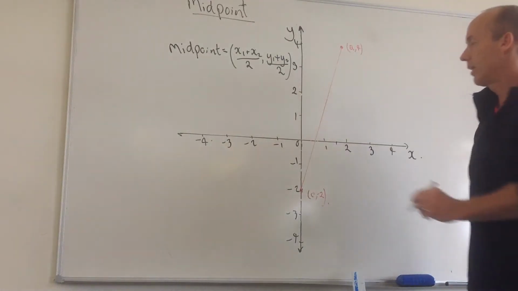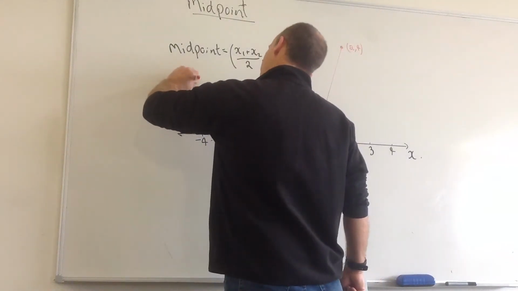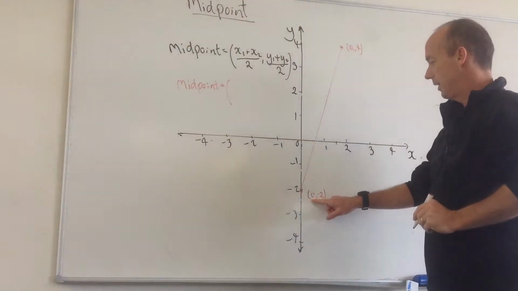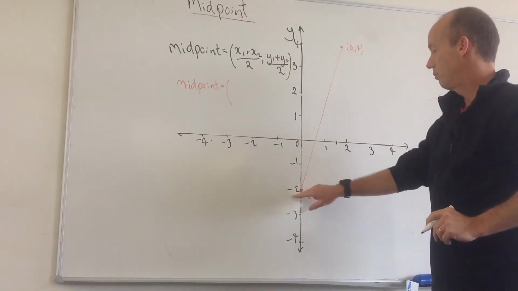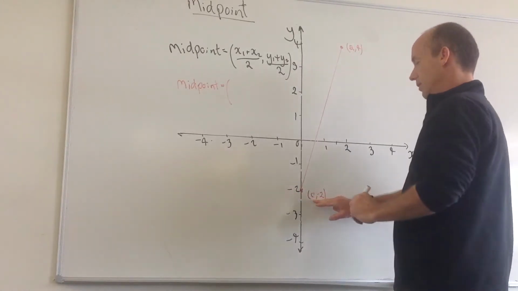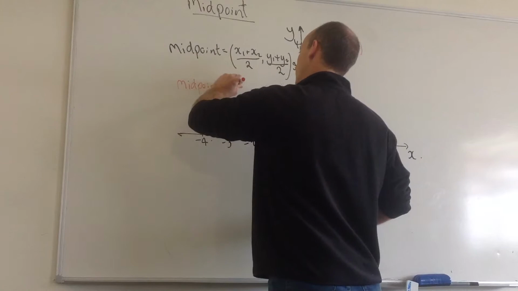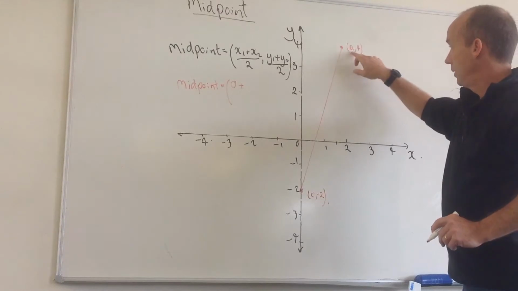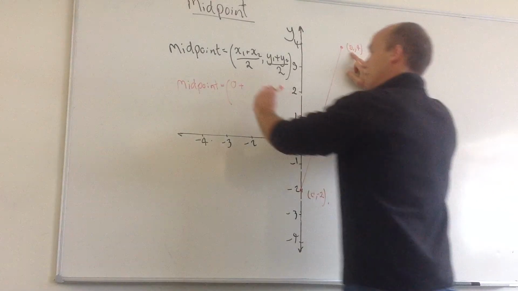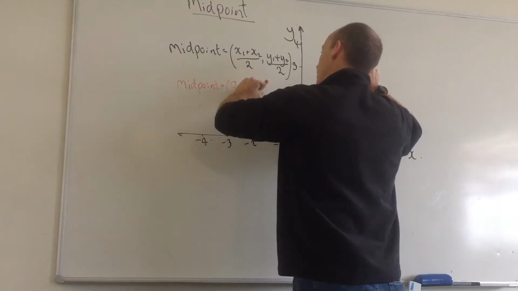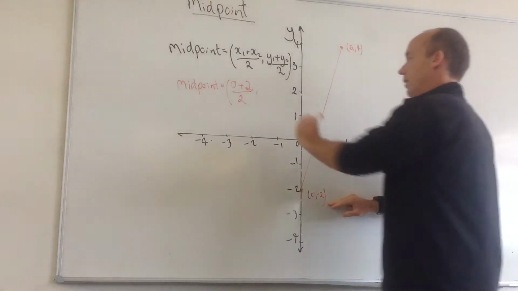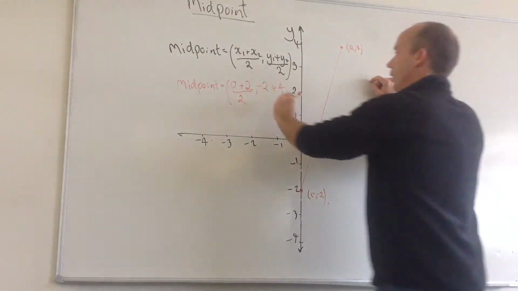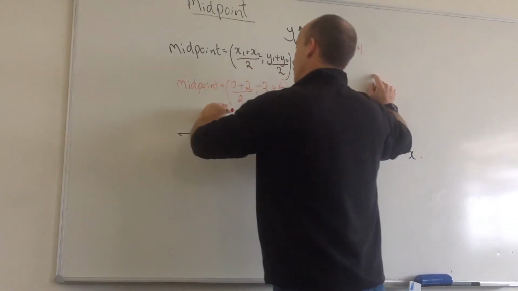So, using our formula here, my midpoint is going to be equal to my x1 value. So I'm going to call this point 1. My x value for this one, which I call x1, is 0, plus my x2 value, so this is my second point, and this is my x coordinate of my second point. So that's 2, divided by 2, and my y coordinate is going to be minus 2 plus 4, divided by 2. Then I'll just work that out.